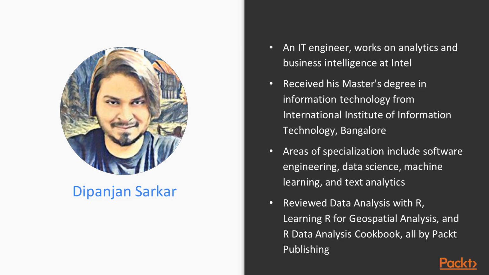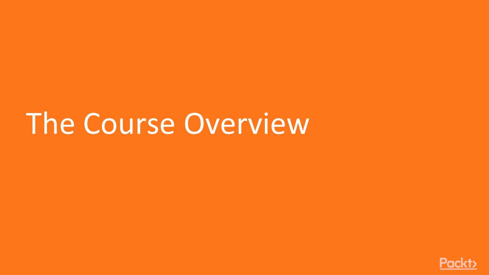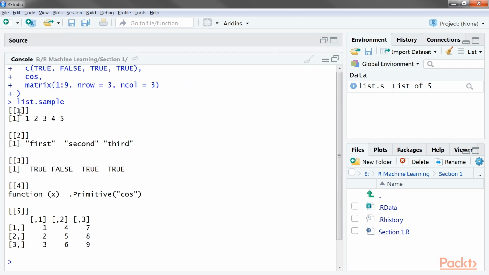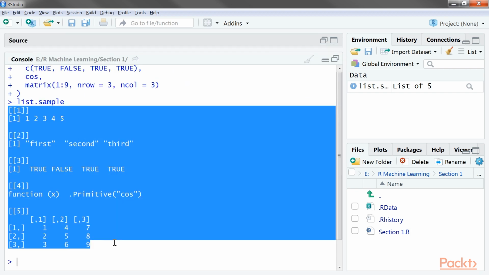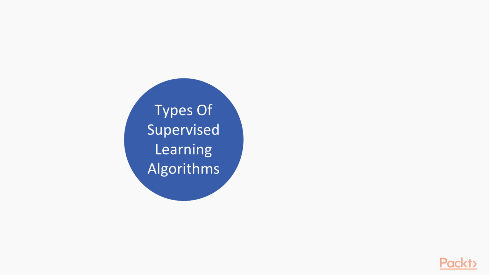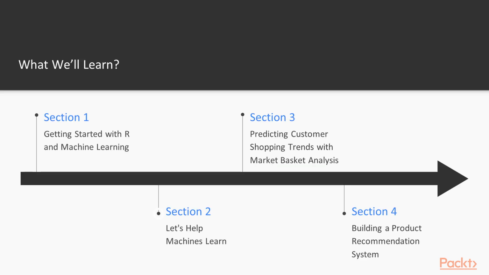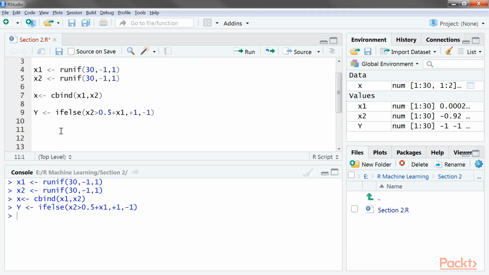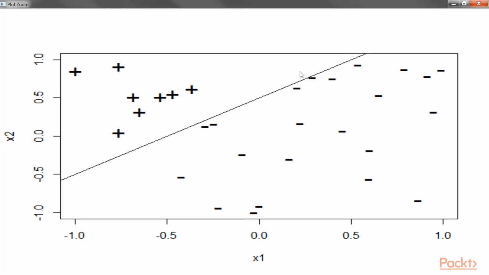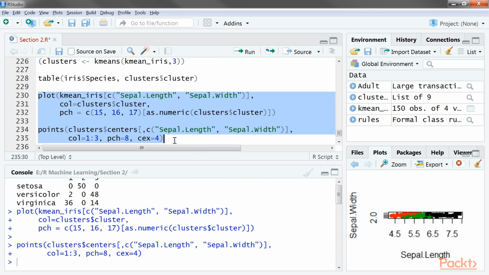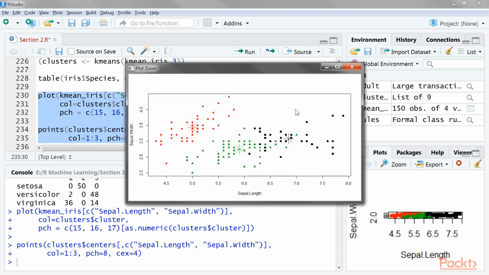Let's look at the overview of the course. The first section is Getting Started with R and Machine Learning. It acquaints you with the course and helps you reacquaint yourself with R and its basics. This section also provides you with a short introduction to machine learning. After that, the section, Let's Help Machines Learn, dives into machine learning by explaining the concepts that form its base. You're also presented with various types of learning algorithms, along with some real-world examples.